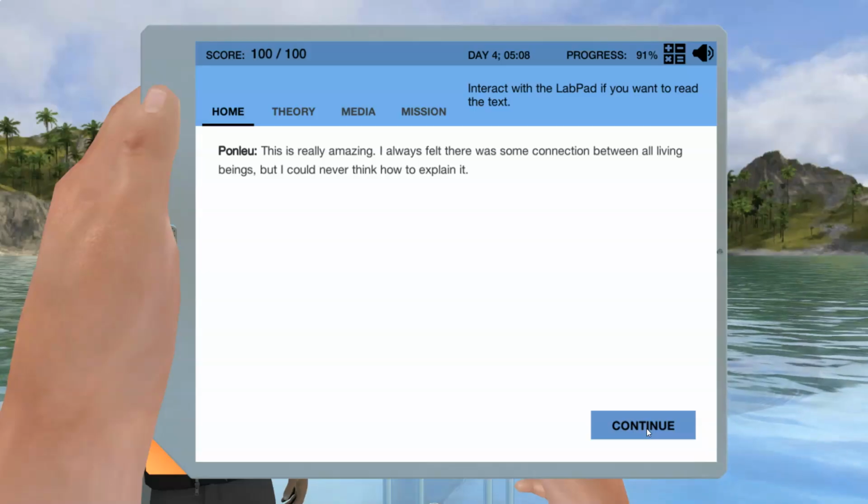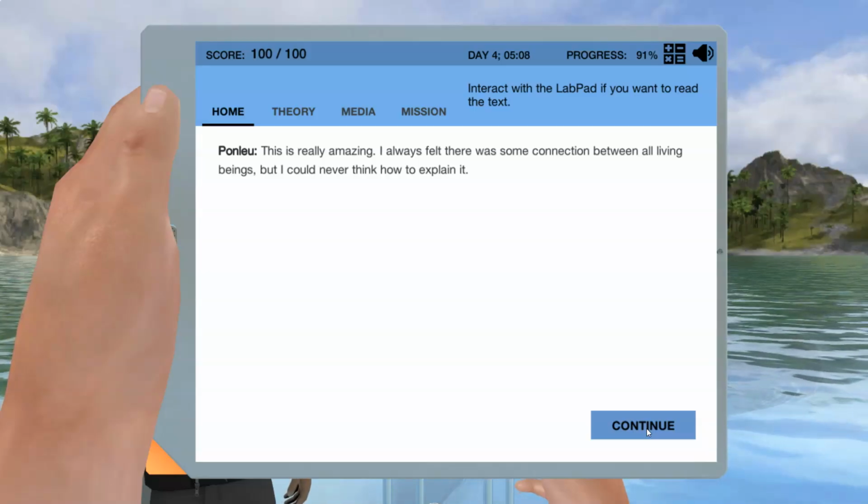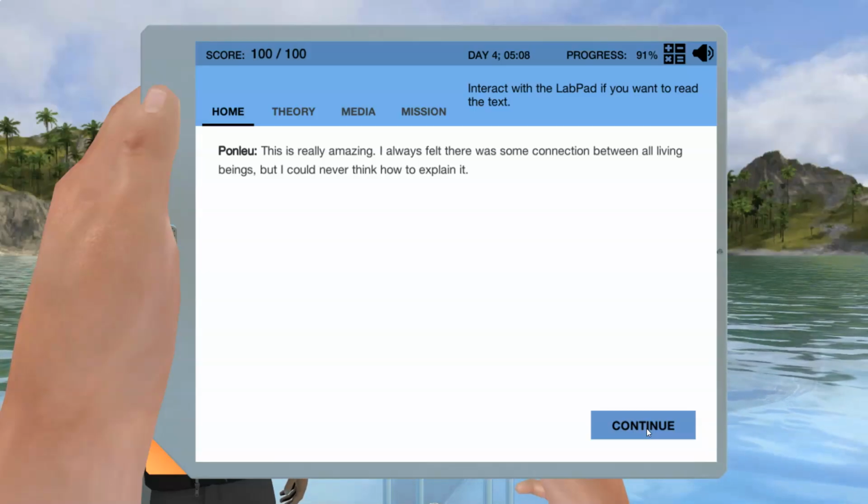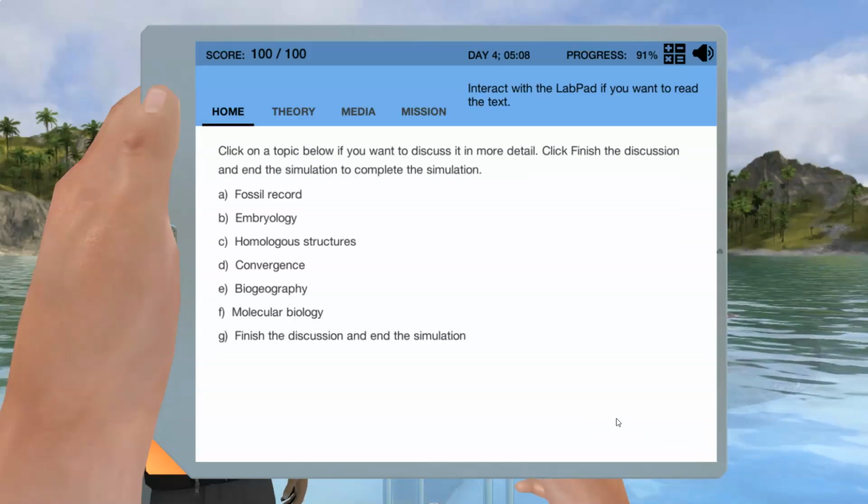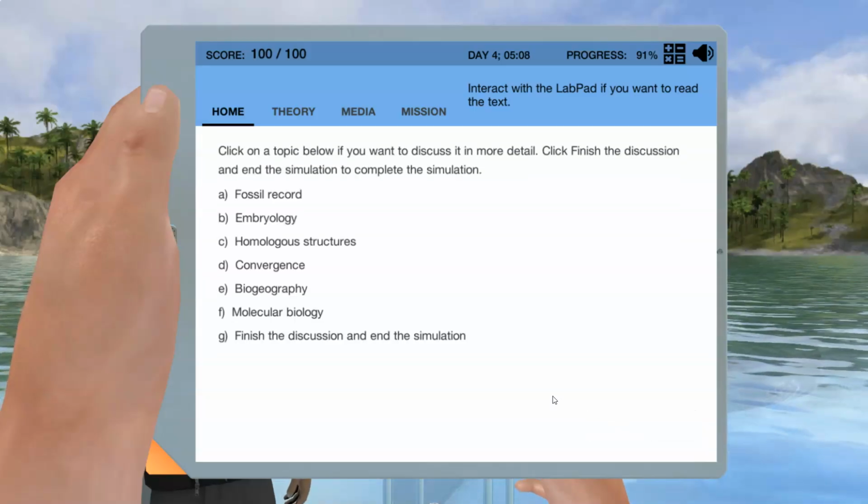This is really amazing. I always felt there was some connection between all living beings, but I could never think how to explain it. Click on a topic below if you want to discuss it in more detail.